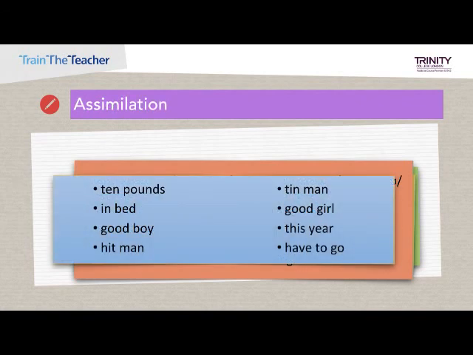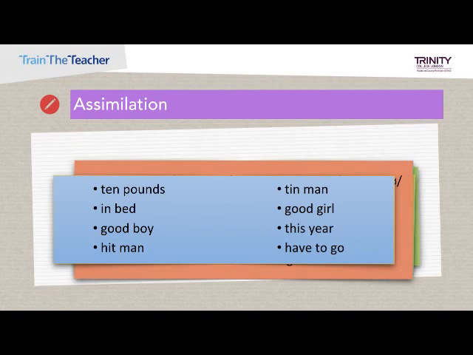Now, let's look at assimilation, which is another feature of connected speech. What happens to the sounds in these words? Try to write your ideas in IPA. Pause the video and do this on your worksheet now.